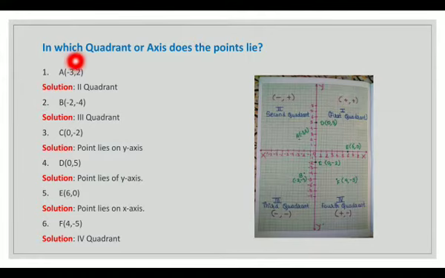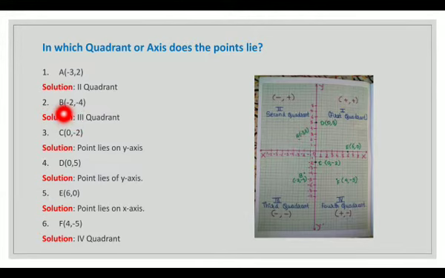The next question, in which quadrant or axis does the point lie? Now you have to tell this point lies in which quadrant, as we have studied the 4 quadrants in previous slide. So the A (-3, 2) has x is -3 and y is 2. So here is the point A (-3, 2). So it lies in which quadrant? First, second, third or fourth? So it lies in second quadrant as x is negative, y is positive.